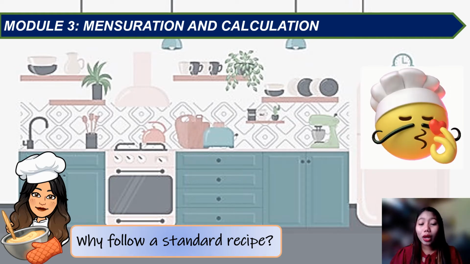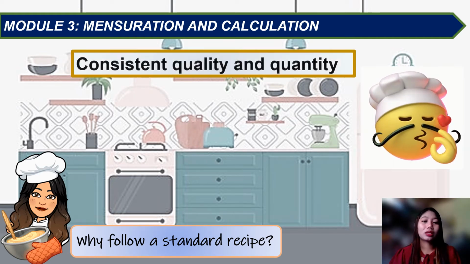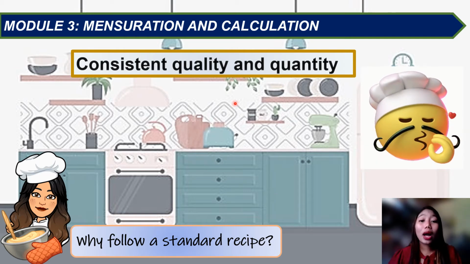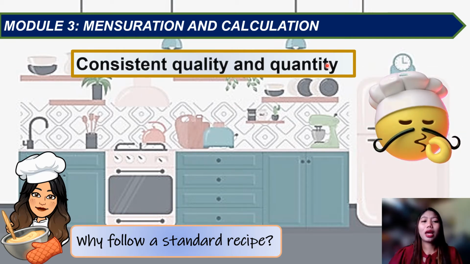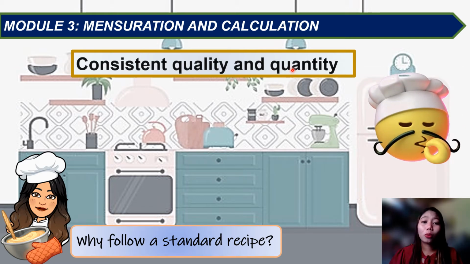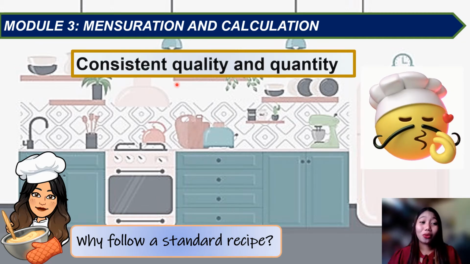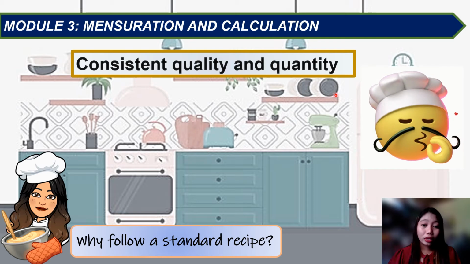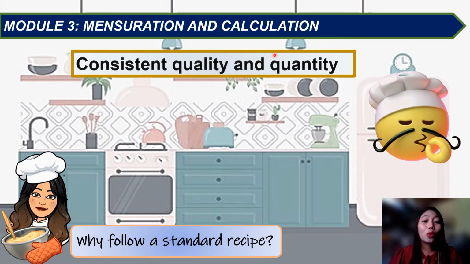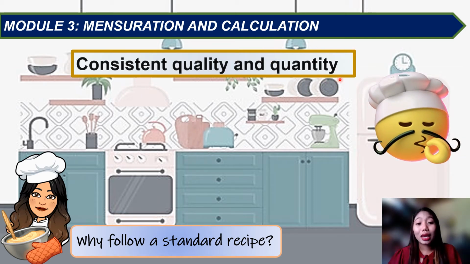It's important that you follow this because of the following things. Number 1, consistent quality and quantity. Ayan. Consistent meaning hindi pa bago-bago. So, going back to that pork adobo recipe, kung yun yung palaging susundin mo, so, every time na magluluto ka ng pork adobo, same yung lasa, same yung servings. Kung 8 platito yun, so 8 platito lang palagi yung naihahanda mo. Consistent, hindi siya pa bago-bago.